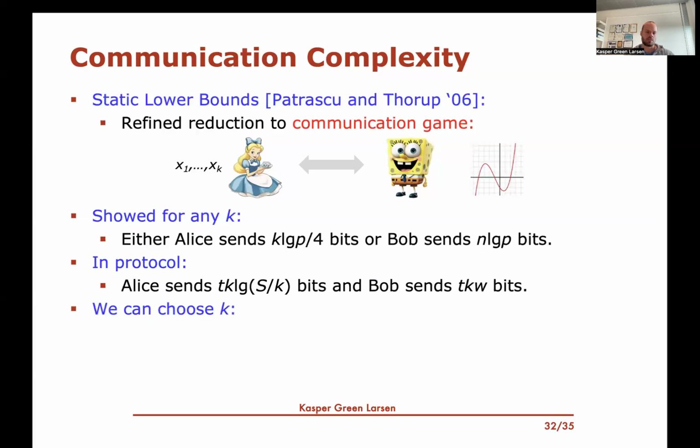Okay. The nice observation is that this reduction worked for any choice of k. So we can choose k when we want to prove a lower bound. We can choose a k. So what k would we like?